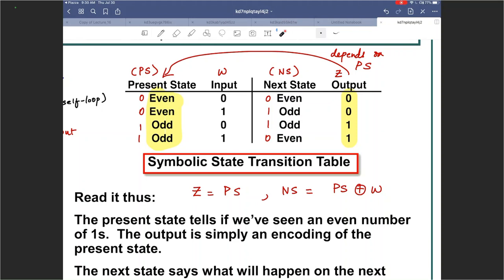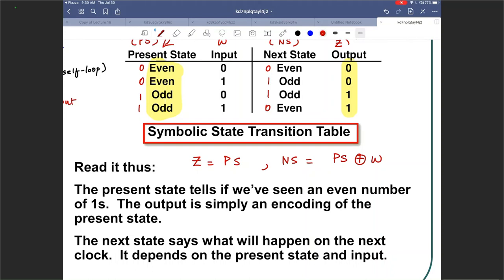Now, next state is what? Usually I indicate next state with Q plus, and I indicate present state with Q. So next state, which is Q plus, equals Q exclusive OR W. That's where we are at using the symbolic state transition table.